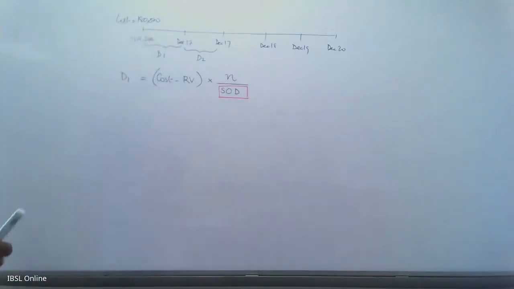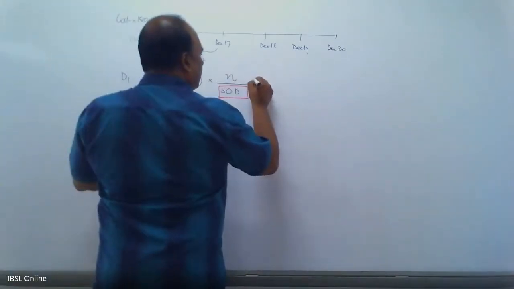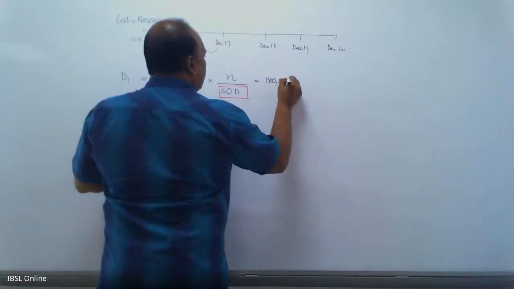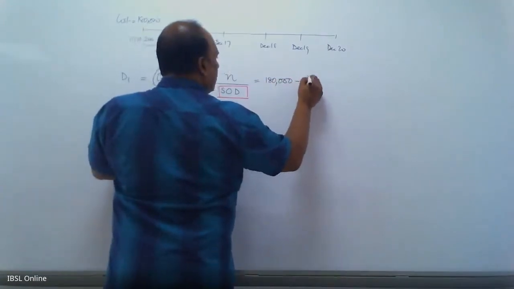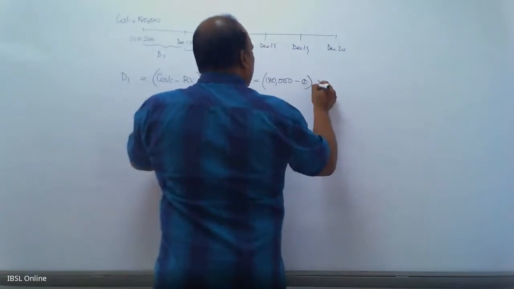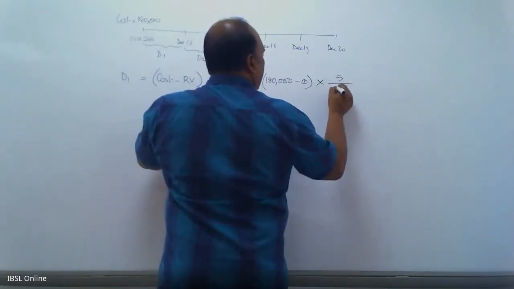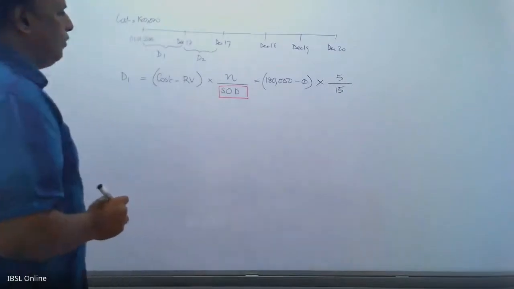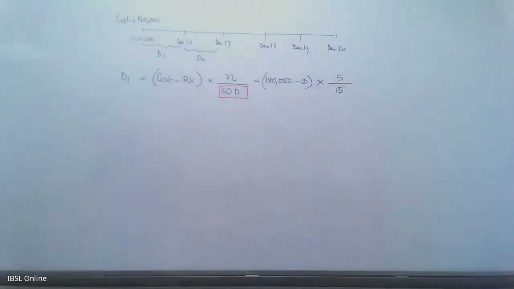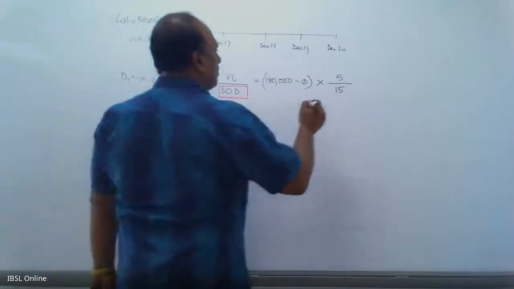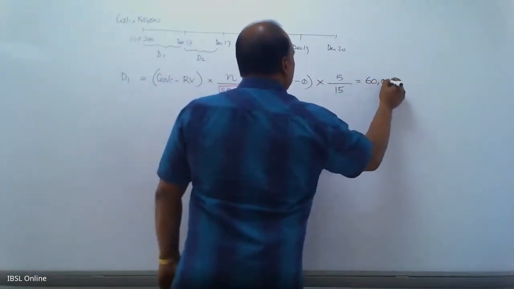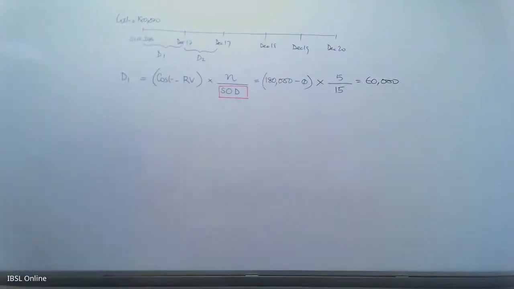Okay, sum of digits is 15. So if that is the case, 180,000, there is no scrap value, so 0, and n is 5 and the sum of digits is 15. Okay, so how much is the depreciation? 60,000. Okay, 5 upon 15 into 180,000 is 60,000.